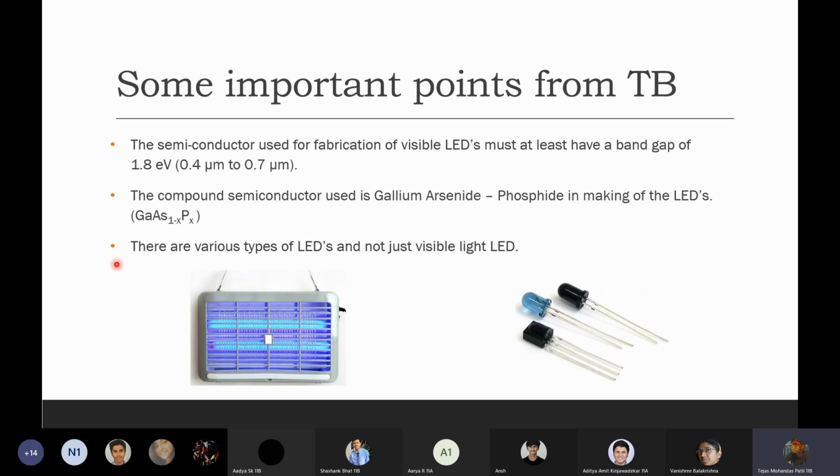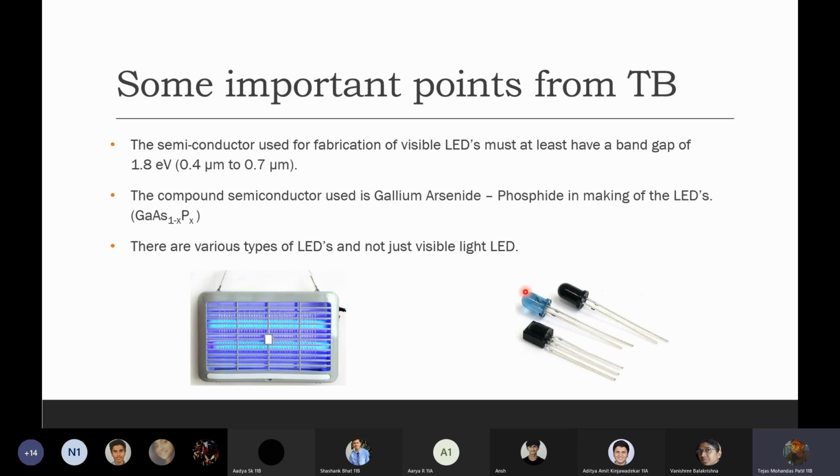Like I told, there are various types of LEDs. It's not just visible light that we see. There are UV LEDs. You must have seen these in restaurants, or in factories where food processing takes place, we have these in many numbers. These are UV LEDs placed inside a box kind of thing. These attract insects, and when insects are attracted to this, they get killed inside. I don't know the exact name for this machine, but I'm pretty sure you know what it is.